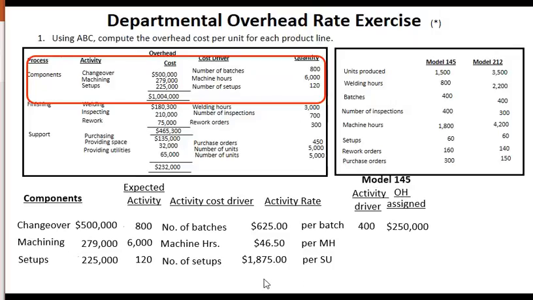Now when we take a look at this, we can go ahead and assign our overhead cost based upon the amount of activity we're planning to use with each of these models. In this case, for model 145 in terms of the number of batches, we're planning to use 400 batches of activity. So 400 batches times our activity rate of $625 means we're going to assign $250,000 of cost based upon that activity consumed.